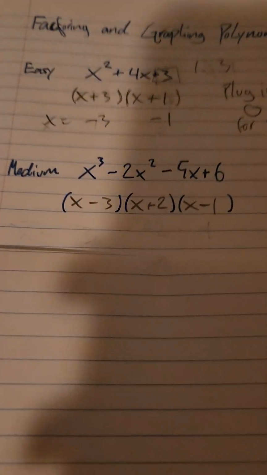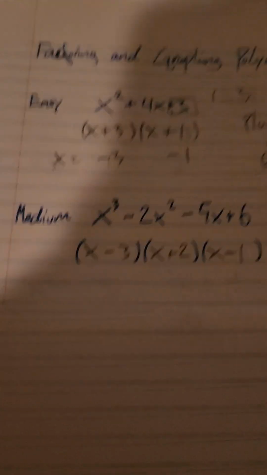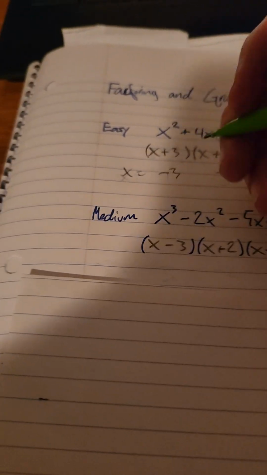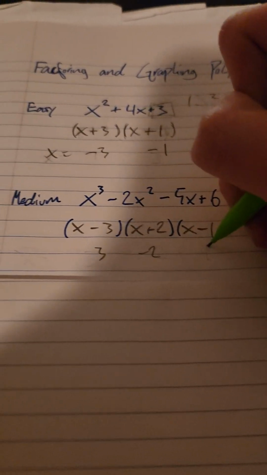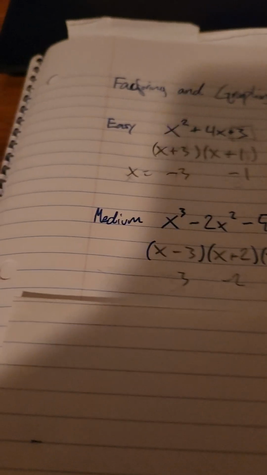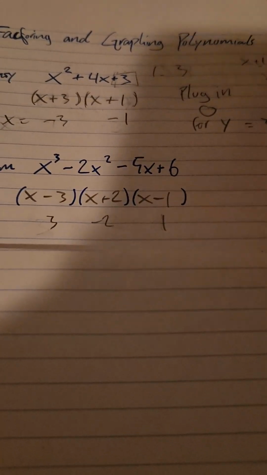All right, moving on. We have this equation, and this is it factored out. Now we just need to find our x-intercepts. So this would be 3, this would be -2, and this would be 1. And this would not create a parabola. This would actually create a much different shape, which I will pull up in just a second.